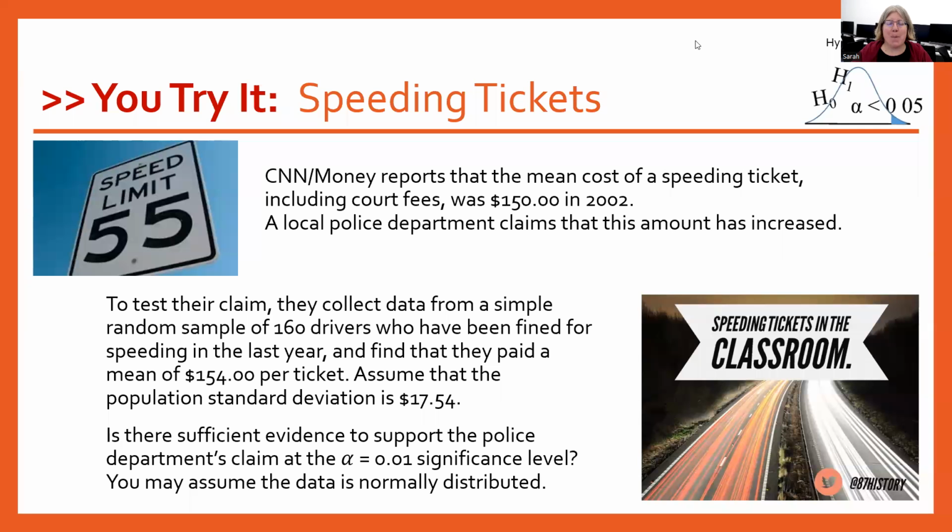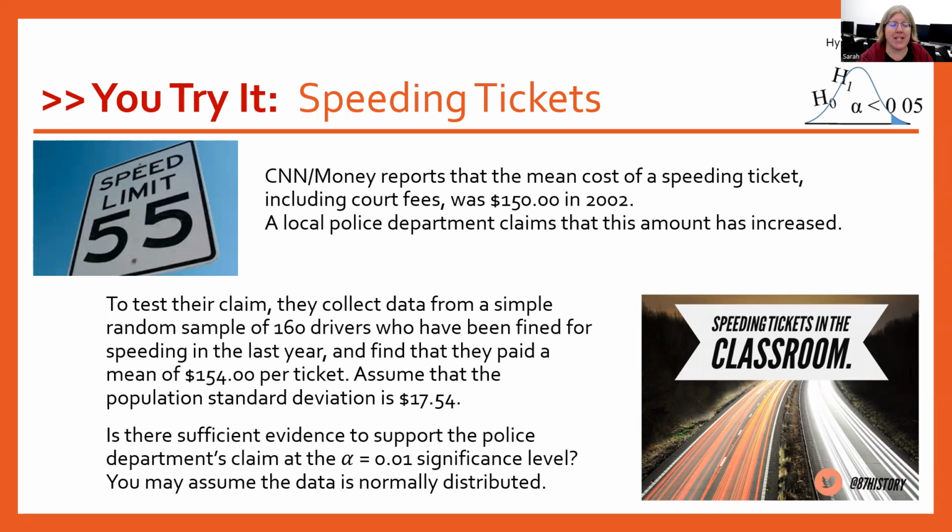Let's look at another example of a one mean Z test. CNN Money reports that the mean cost of a speeding ticket, including court fees, was $150 in 2002. A local police department claims that this amount has increased. To test their claim, they collect data from a simple random sample of 160 drivers who have been fined for a speeding ticket in the last year and find that they paid a mean of $154 per ticket.